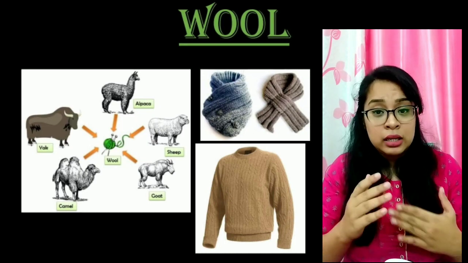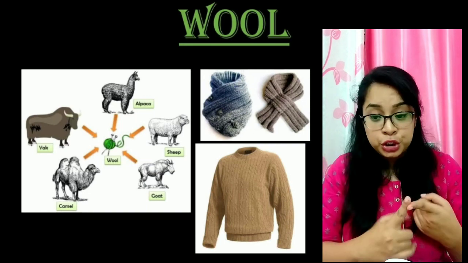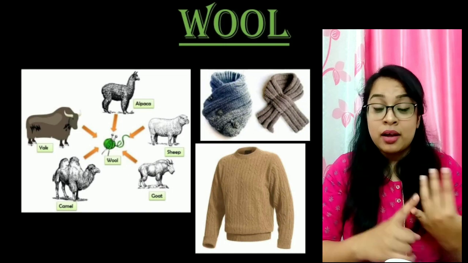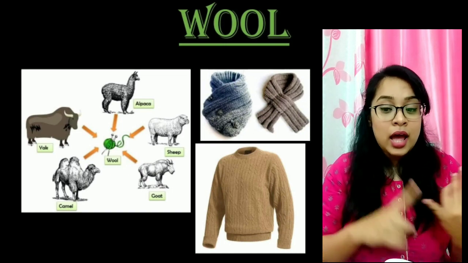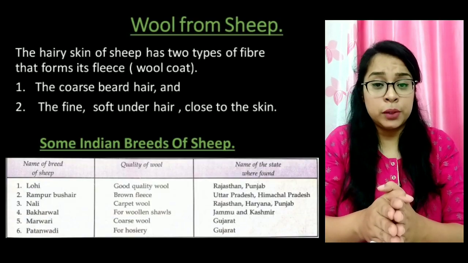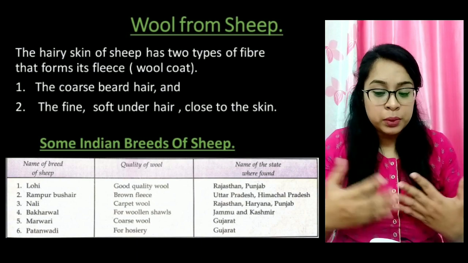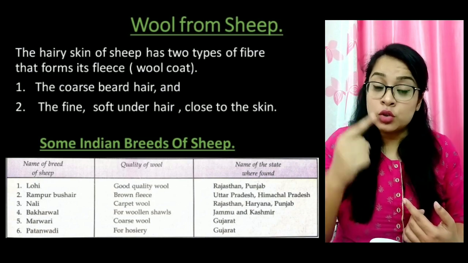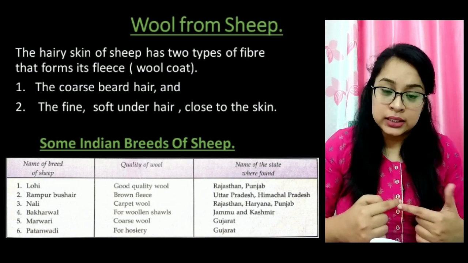Now there are many animals from which we get wool. That is, we get it from sheep, goat, yak, camel, llama and alpaca. You need to know some of the names and where they belong. The hairy skin of the sheep or goat has two types of hair: the coarse beard hair and the soft fine hair. With the help of the soft and fine hairs, the wool fibers are made.